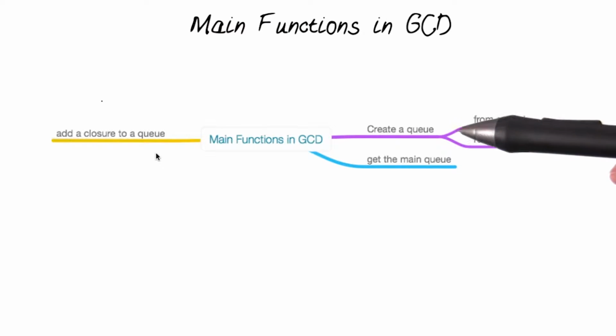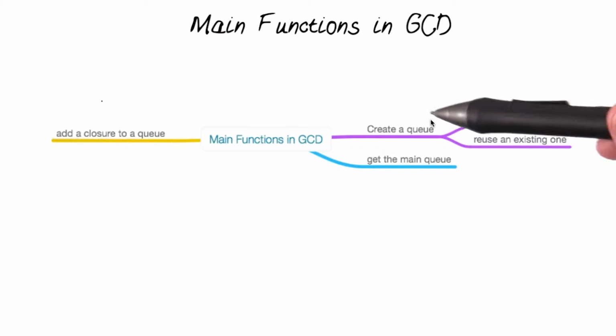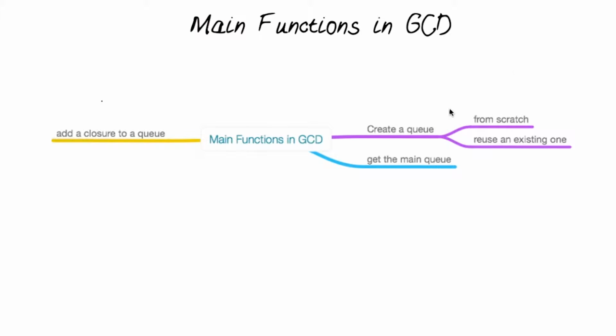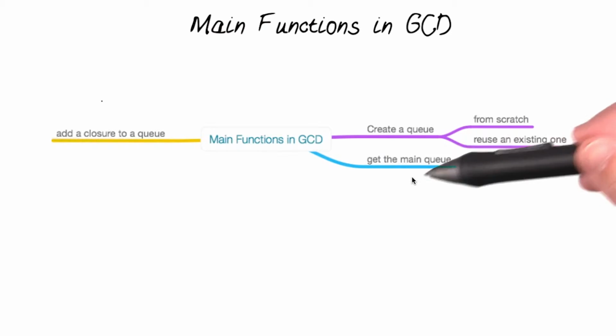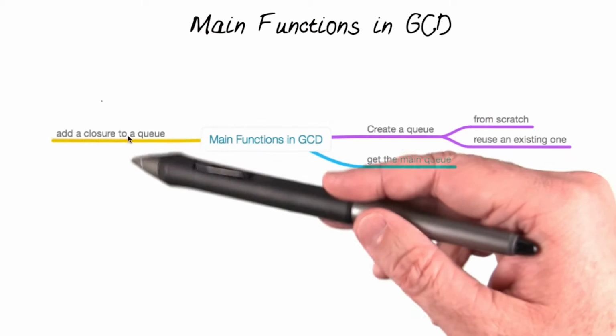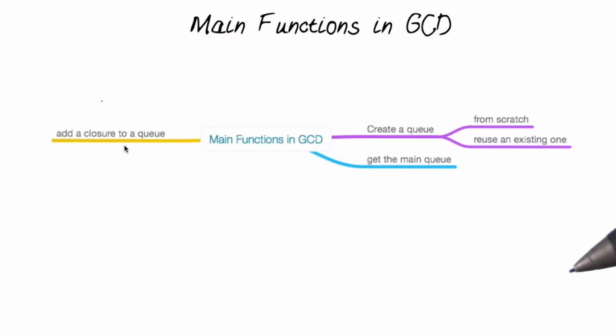The basic functionality of GCD is as follows. We need to be able to create a queue, either from scratch or reuse an existing one, get the main queue, and also add a closure to an existing queue.